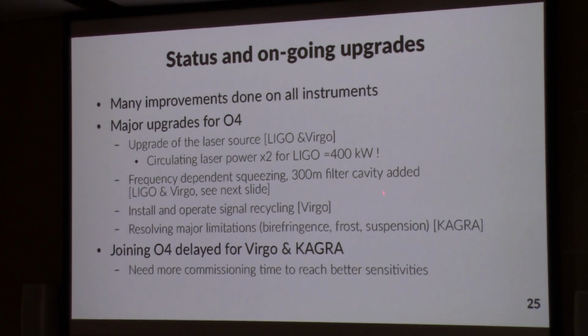We've been successful with the frequency-dependent squeezing, and we'll give some more detail later on. In Virgo, we've been installing a new signal recycling mirror. LIGO has had it for many years; this is new for us. We are trying to learn how to make it work. In fact, this is maybe one of our major difficulties now. On the KAGRA side, they were resolving major limitations. I can come back to this if you're interested. But the bottom line is that unfortunately neither Virgo nor KAGRA were able to join LIGO earlier this year in O4. It will be delayed. Hopefully we'll join next year.